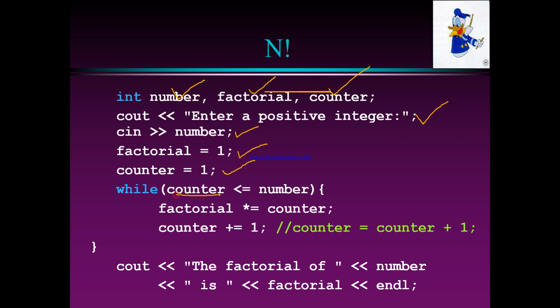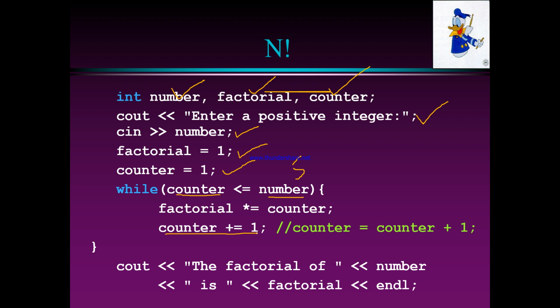While counter, which is in this case 1, is less than or equal to number. So if you give the input 5 from the user, the counter, which is equal to 1, will be less than or equal to 5, so the condition will become true. And that counter, which is equal to 1, we are updating in the body of the while statement.